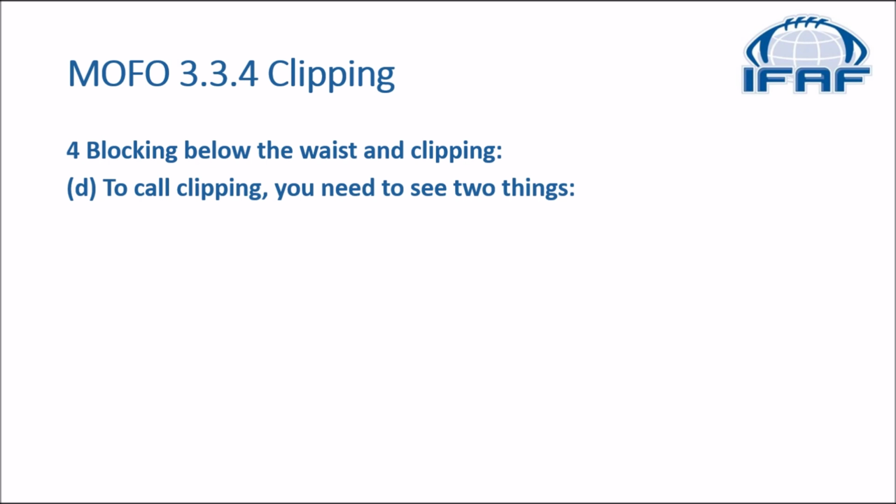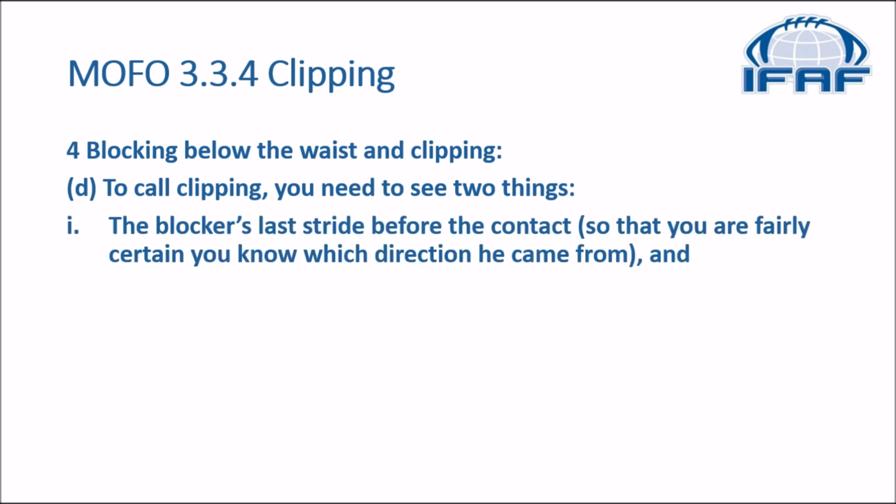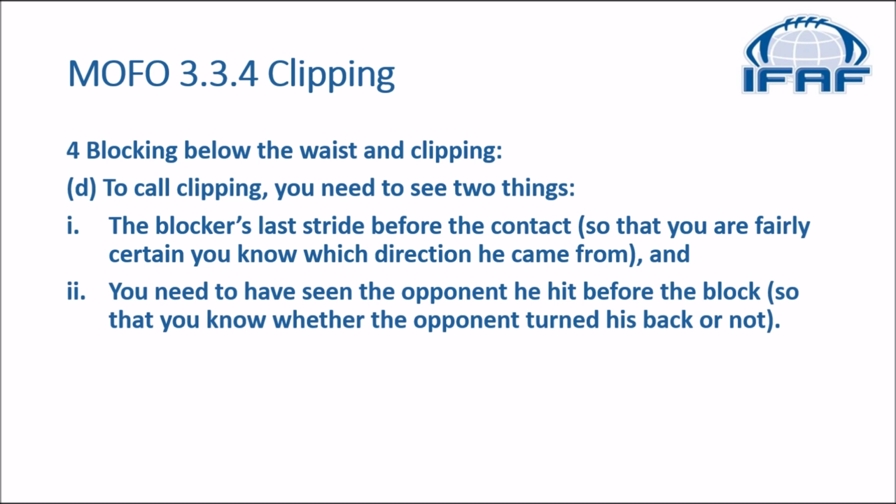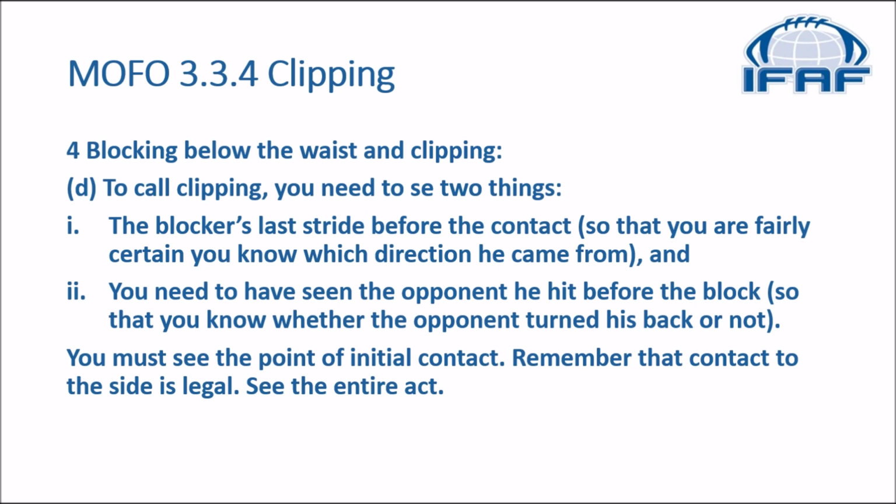In the MOFO, we go to 3-3-4, which says that to call clipping, you need to see two things. 1. The blocker's last stride before the contact, so you are fairly certain you know which direction he came from. And 2. You need to have seen the opponent he hit before the block, so that you know whether the opponent turned his back or not. So basically, you must see the point of initial contact. Remember that contact to the side is legal. See the entire act. Now, contact to the side may be legal in the context of clipping. It could be an illegal low block, but that's a whole different rule and a whole different training tape.